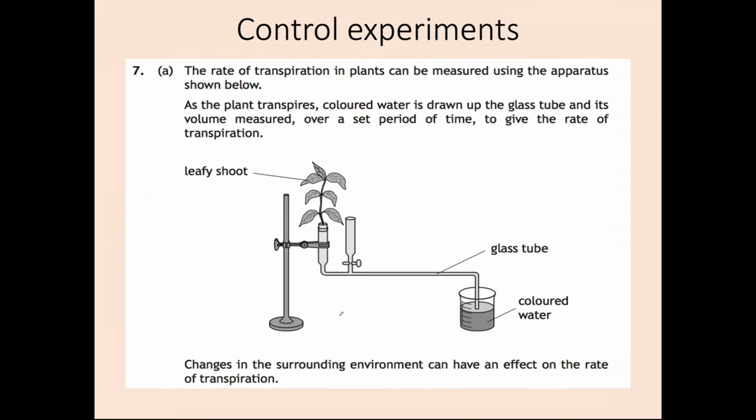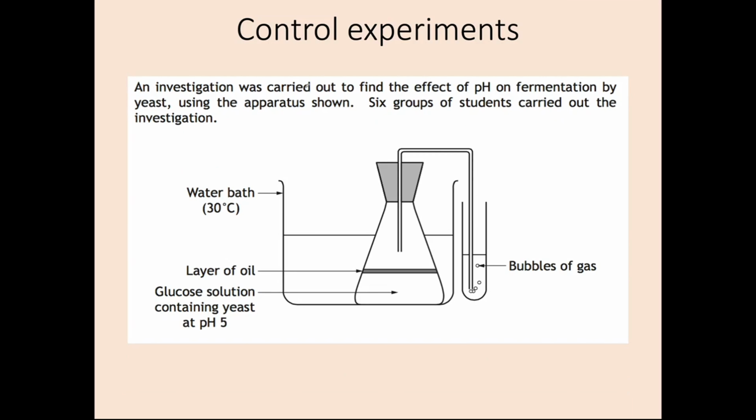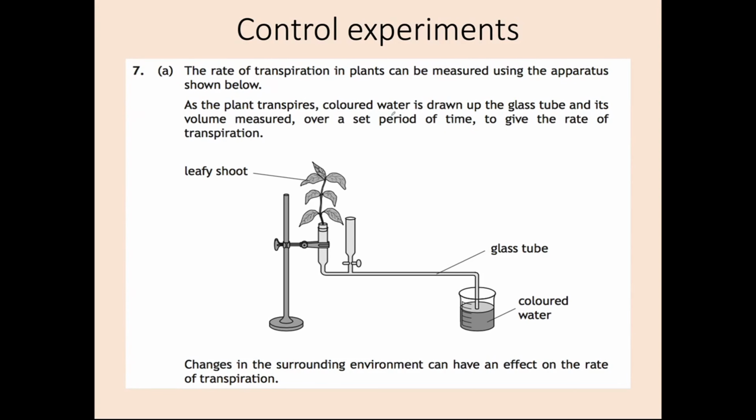For this one, we've got the rate of transpiration in plants being measured using the apparatus below. As the plant transpires, the coloured water is drawn up the glass tube and its volume is measured over a set period of time to give the rate of transpiration. So how would we set up a control experiment for this? Well, the thing that we're investigating is this plant, right? The rate of transpiration in plants. So we're measuring the rate of transpiration, and the plant is the thing that's going to be transpiring. So what we have to do for a control experiment is to remove this plant.